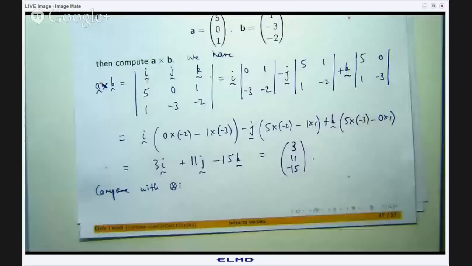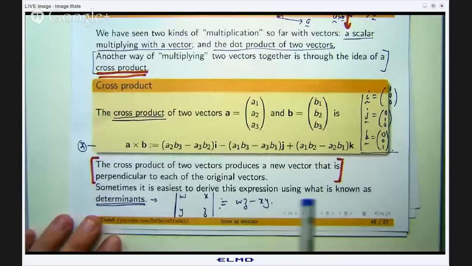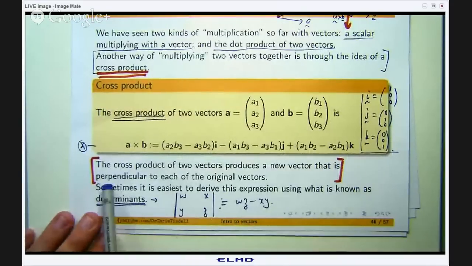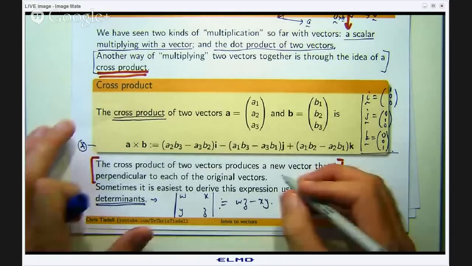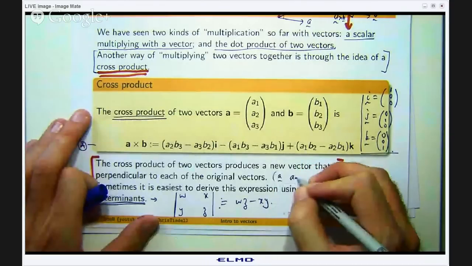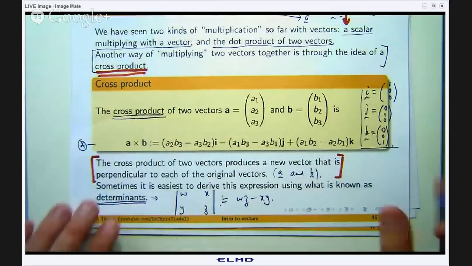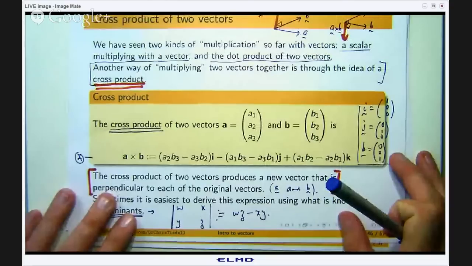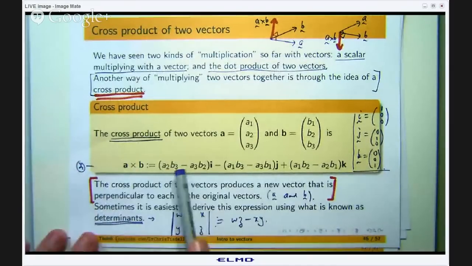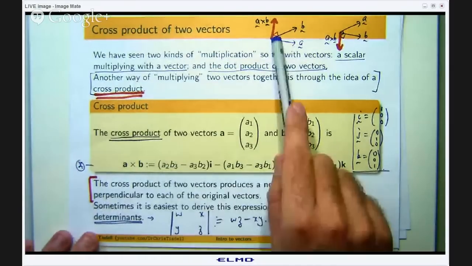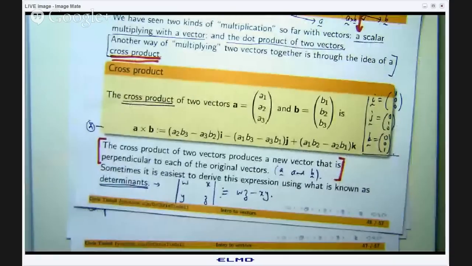I'm going to show you now why the cross product of two vectors produces a new vector that is perpendicular, normal, or orthogonal to each of the original vectors A and B. Now, I'm not going to derive this. I'll save that for another presentation because it actually takes quite a bit of time, but I can still show you that this form produces a vector that's perpendicular to both A and B. So let me show you how that works.